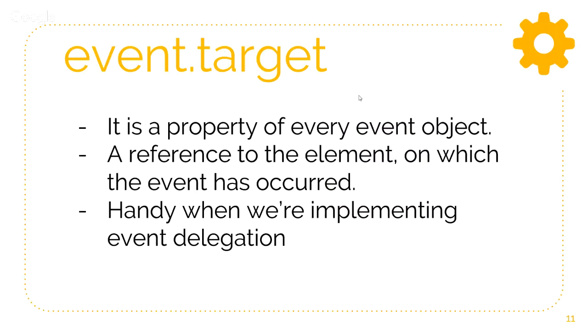So by clicking on one of the li elements in our unordered list, the event object that's triggered knows exactly which li element was clicked and gives us a reference to it, so we can modify or interact with it in any way we want. And that's essentially what the target property is and how we can use it. We'll see a bit later an example usage.